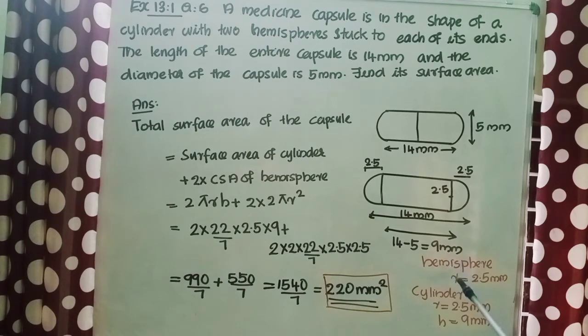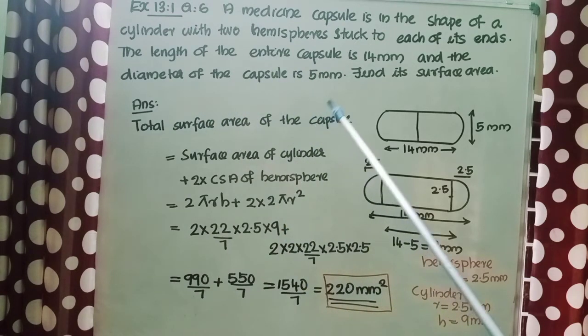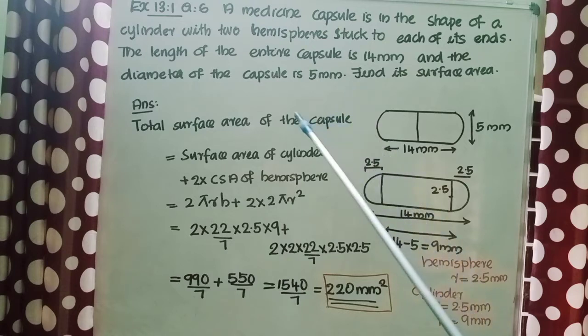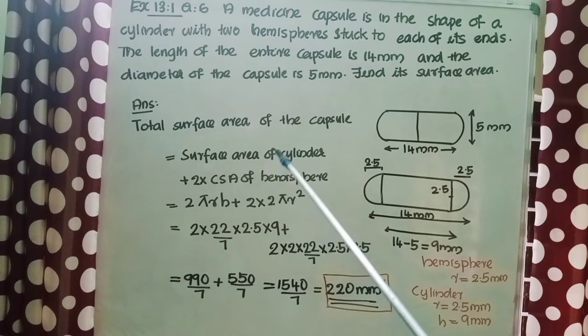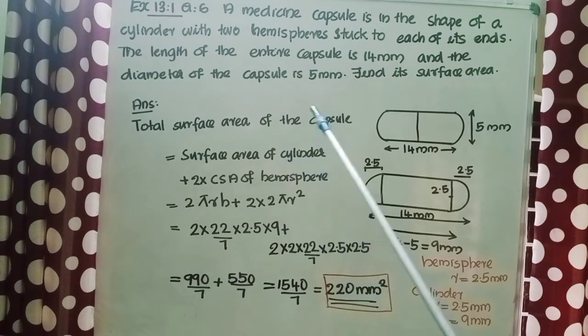So we can say the radius of hemisphere is 2.5 millimeter. Radius of cylinder is 2.5 millimeter. Height of cylinder is 9 millimeter. The question is find the total surface area of the capsule. Surface area of the capsule equal to surface area of the cylinder plus 2 into curved surface area of hemisphere.